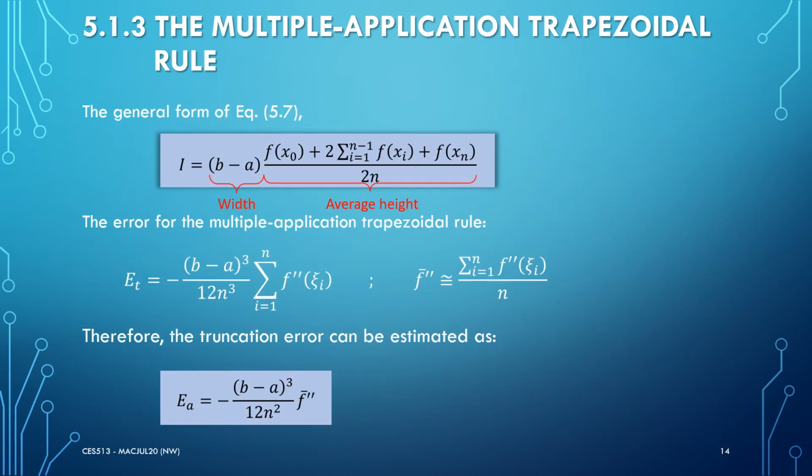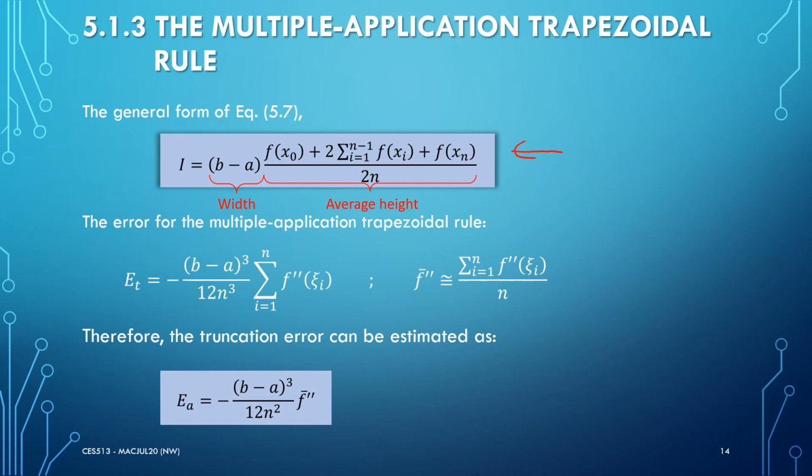The general form for multiple applications of the trapezoidal rule can be seen here in the box: I equals b minus a, which is the width, multiplied by f(x0) plus 2 times the summation of f(xi) plus f(xn), divided by 2n. That is actually the average height of the trapezoids.